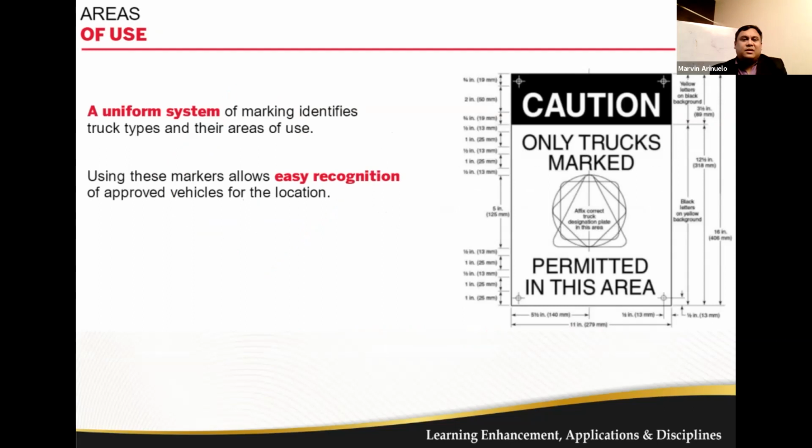Okay. Now these are some typical examples of placards or identification. You can also call it marking. A uniform system of marking has been developed that is according to the NFPA standard. Using this truck and building marker allows easy and quick recognition of vehicles approved for the type of location.